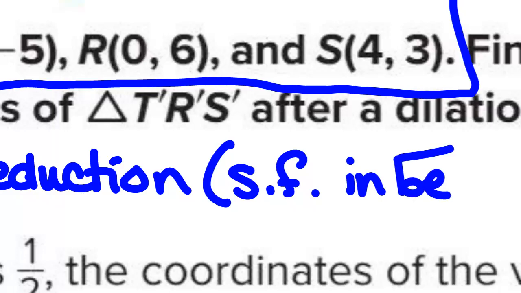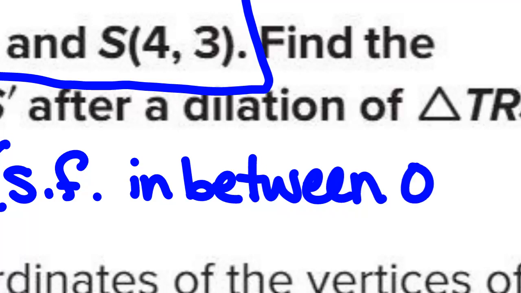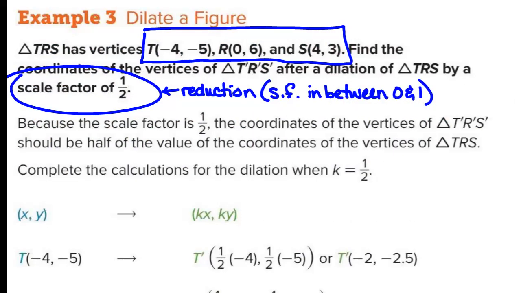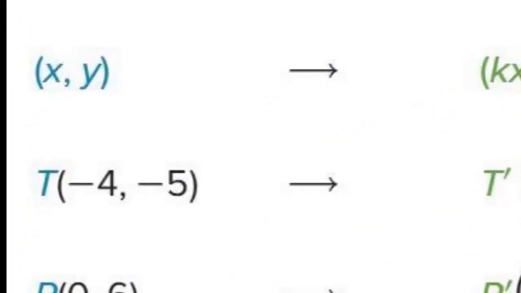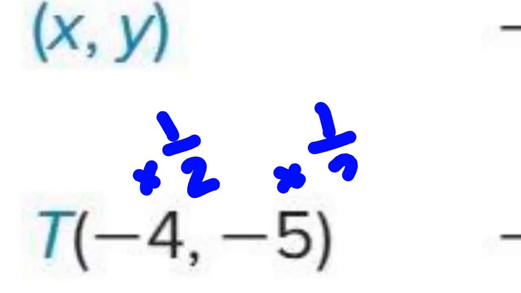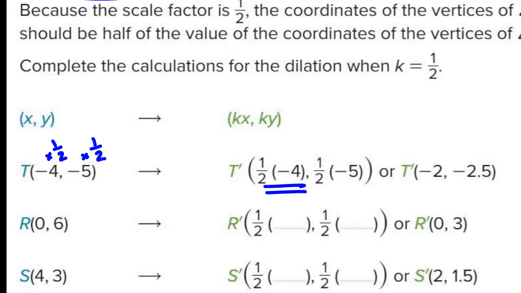In between 0 and 1. So I'm going to take each of these ordered pairs. We're going to multiply the x part by 1/2. We're going to multiply the y part by 1/2. That's what they're showing us right here.